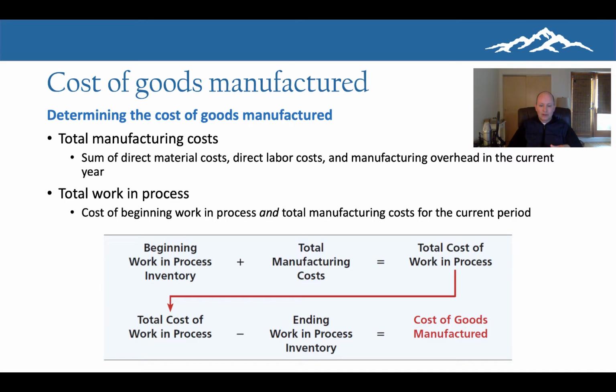Pretty straightforward, really. Here's an overview of the formula. It's beginning work in process plus total manufacturing costs is the total cost of work in process. And this total manufacturing costs are all your direct material, all your direct labor, and all your manufacturing overhead for the current year. So that's your total cost of work in process. You move that down, and then you subtract your ending work in process inventory, right? Your ending work in process inventory are things that aren't done, things that aren't ready. So total cost of work in process minus ending work in process is your cost of goods manufactured.